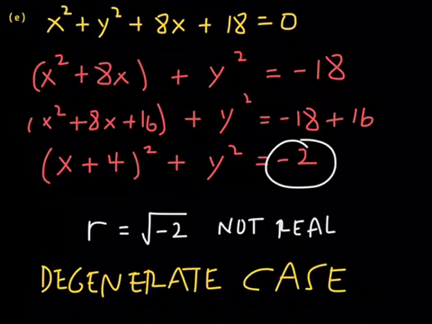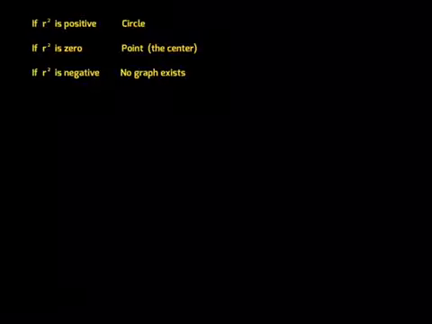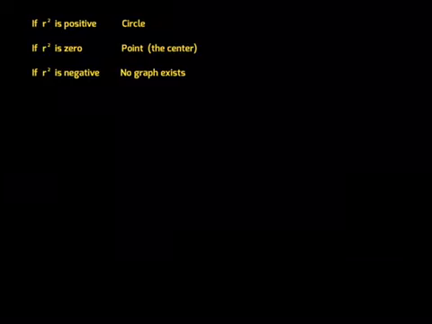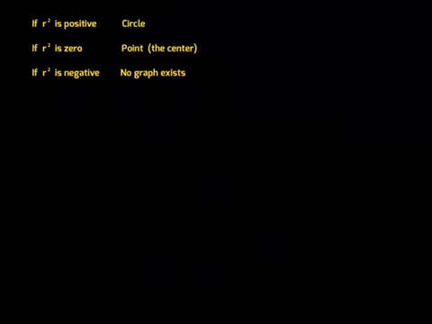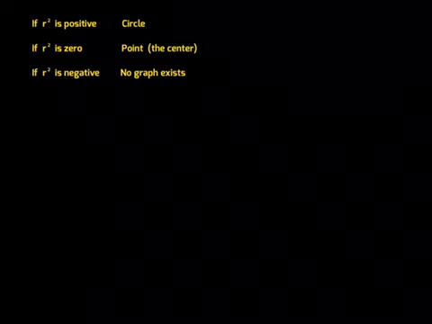Okay, so let's make some conclusions here, some observations before we move to another objective. When you are working with these equations and the right-hand side, r squared, turns out to be a positive number of some sort, then you have a circle. But if r squared is 0, then all you have is a point. It's not really that interesting. It's just a point. Basically, that point is the center, okay? If r squared is negative, like our previous example, where r squared was negative 2, you have no graph existing at all. There is no graph, okay?